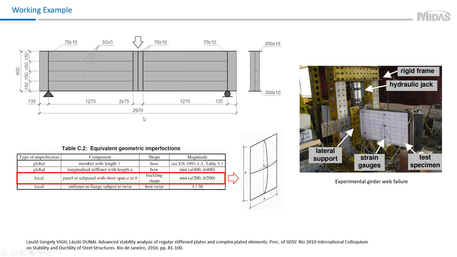The span is almost 3 meters, the web thickness is 4 millimeters, and the height is 600 millimeters. Flange width is 200 millimeters, and thickness 10 millimeters. The beam web has 3 longitudinal stiffeners only on one side, and 5 vertical stiffeners on both sides. All the elements are made of steel with a yield stress of 480 MPa.